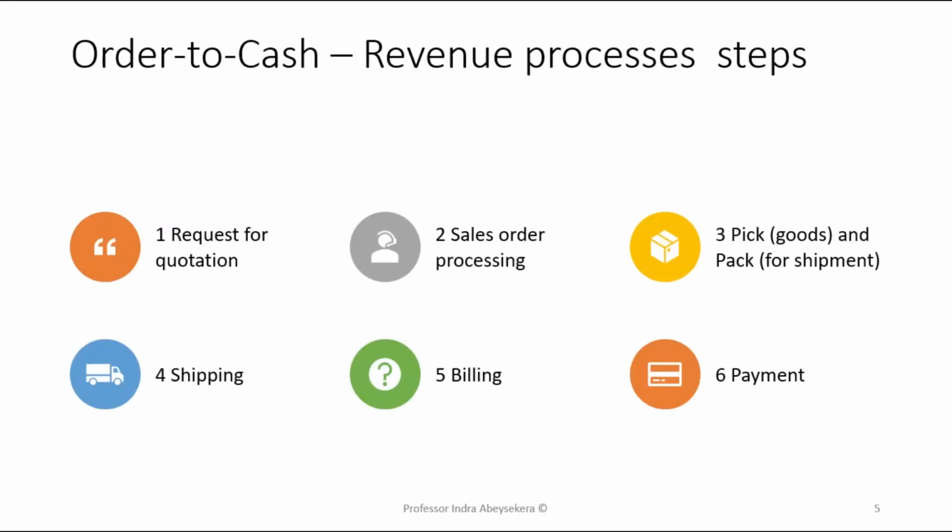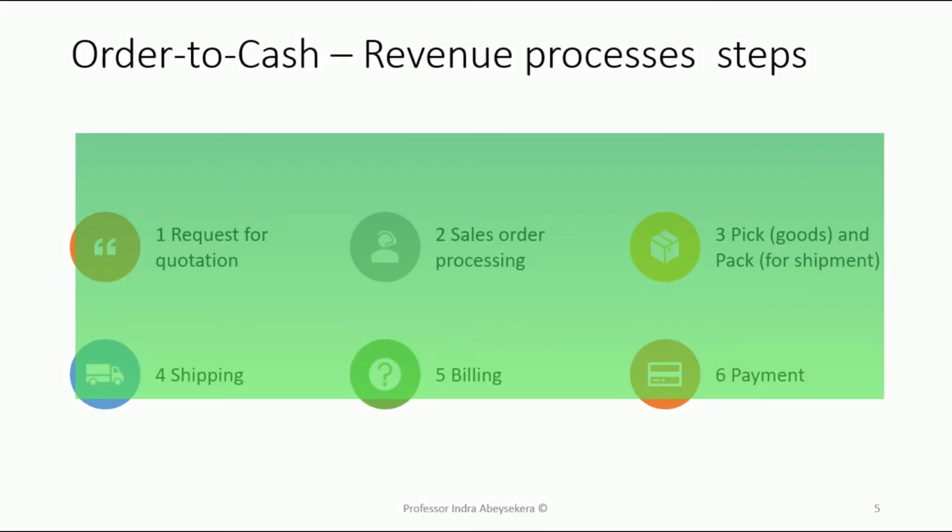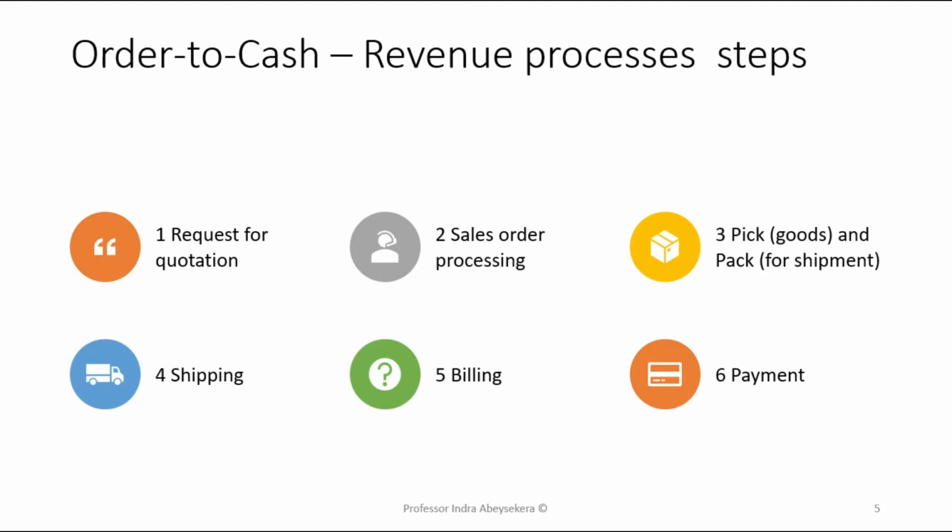The order to cash or the revenue process has 6 steps. To generate revenue, there has to be a request, a quotation is made, then a sales order is processed. The third is to pick goods and pack them up for shipment. Fourth is to ship them to the customer. Fifth is when they are shipped, they are being billed to the customer. And the sixth is follow up with the customer when the goods are received and accepted for payment.